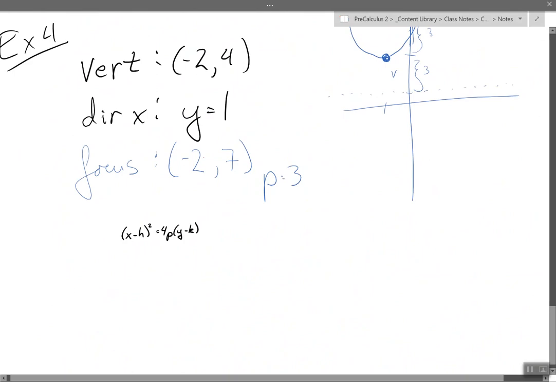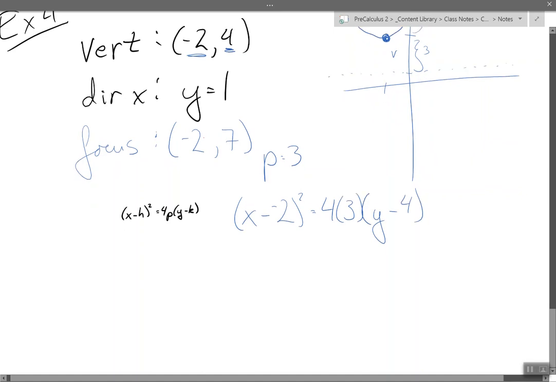That's everything we need to plug into the formula. So we would have x minus the x coordinate from the vertex, -2, quantity squared, equals 4 times the p-value, which is 3, and then y minus the y value here, which is 4, and there we go. Again, like the previous problem, we just want to clean it up, get rid of that double negative, and do the distribution with the p, so we have x plus 2 quantity squared equals 12 times y minus 4. And boom, there we go.